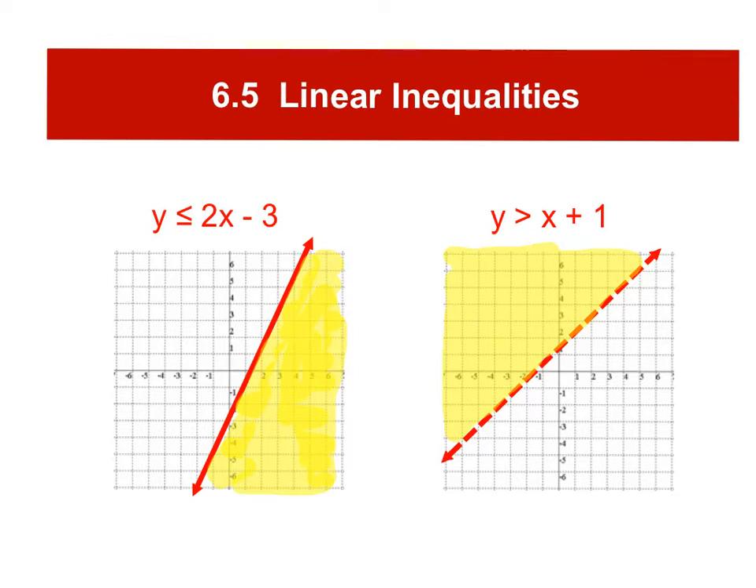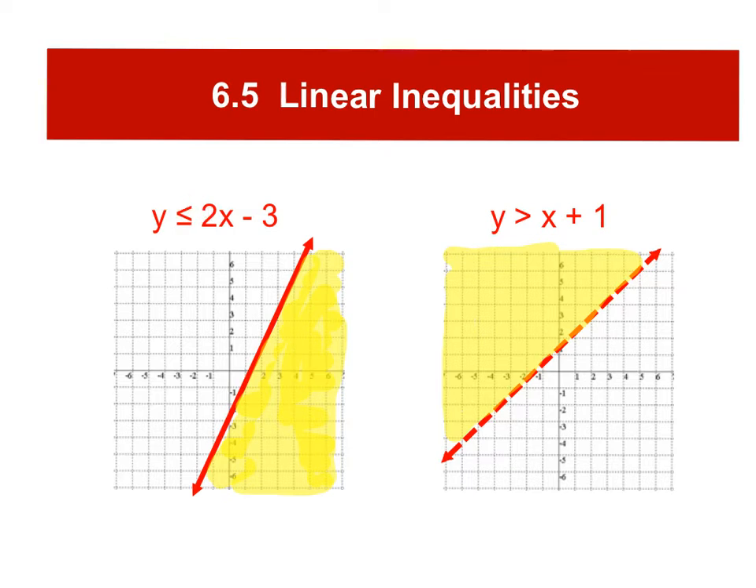So we're going to see an equation of a line, but the equal sign is going to be replaced with an inequality. So this one says y is less than or equal to 2x minus 3. Over here we have y is greater than x plus 1. So instead of the equal sign, we're going to have an inequality. The graphs are going to look a little bit different.